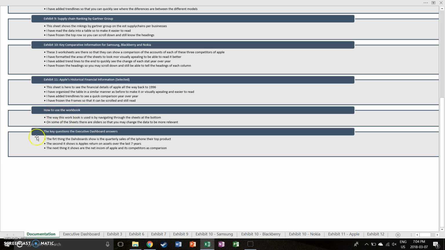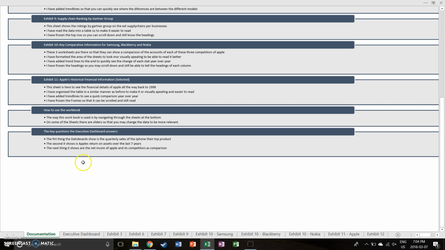And then how to use this workbook, we're going to be navigating using these dashboards down here, these worksheets, clicking on them. And on some of them, there are sliders that allow you to get rid of data and make it more visually appealing and relevant.